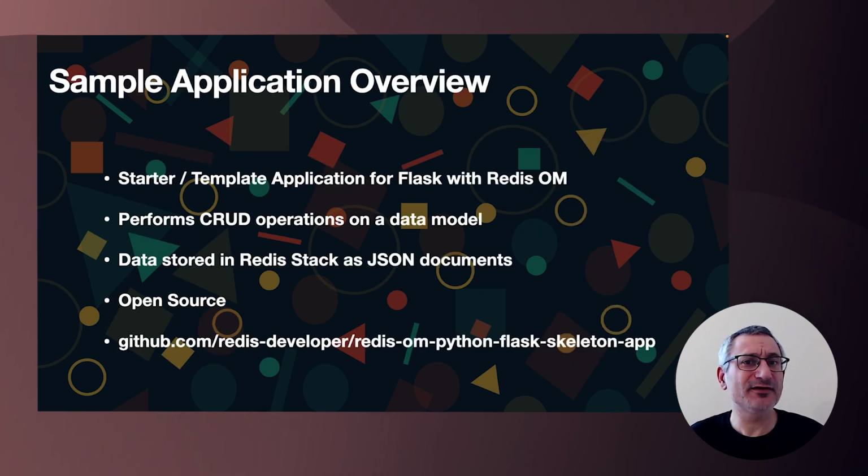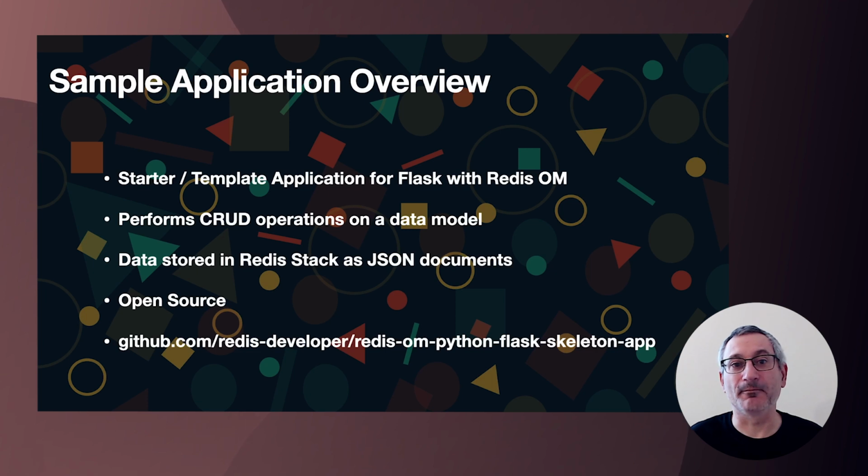So the majority of our time today, we're going to be spending with a sample application. That application is a Flask application, and it's incomplete in that it has no front end. So what we've done is we've built a template or a starter application to show you how to get going with Redis Stack, Redis OM, and Flask. All of this equally applies if you're using something like FastAPI. Redis OM for Python is actually built for compatibility with that too.